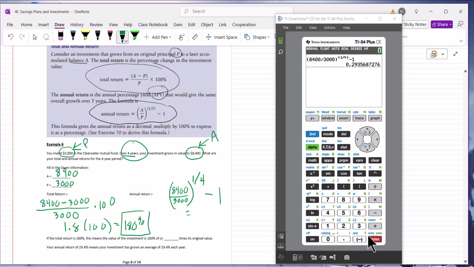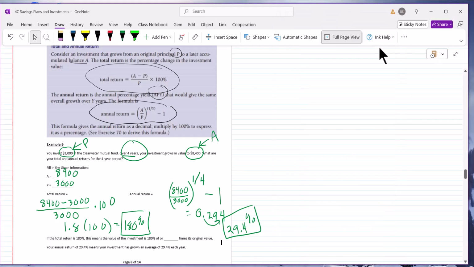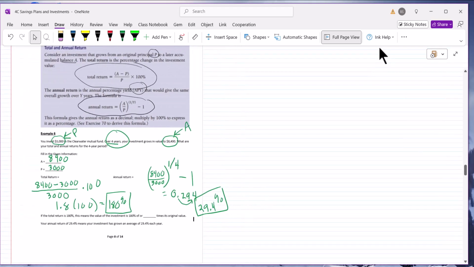This gives you 0.29, and I'm just going to round that 3 to a 4. If you move the decimal over, you get 29.4%. That's what the annual percent yield is; it gives you that percent amount. I think these formulas are easier to do than the savings loan formula we're working on today. That's how you find a total return and an annual return.